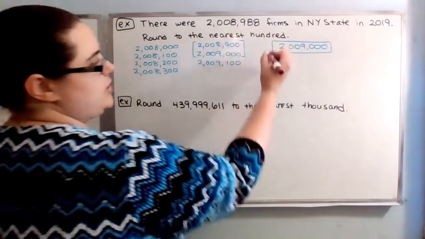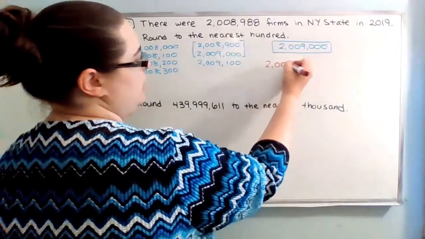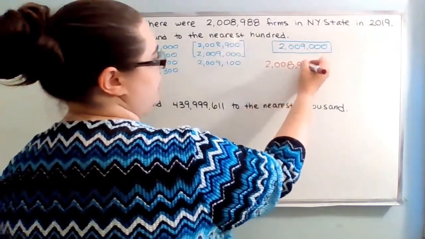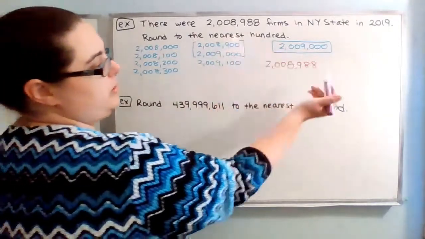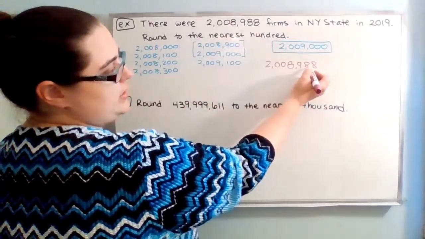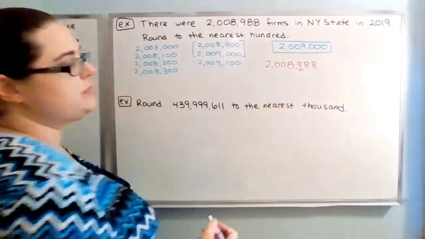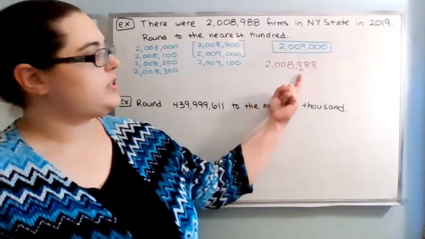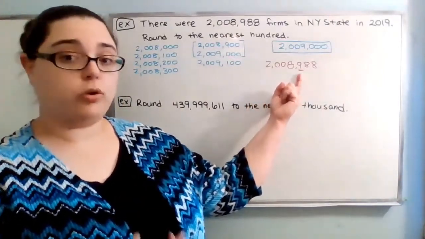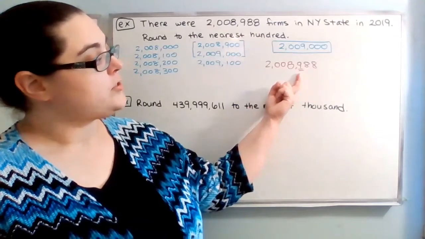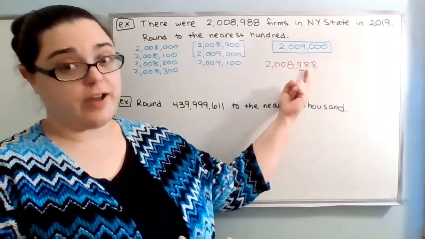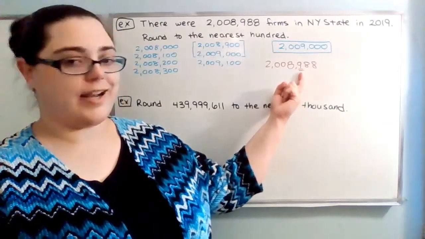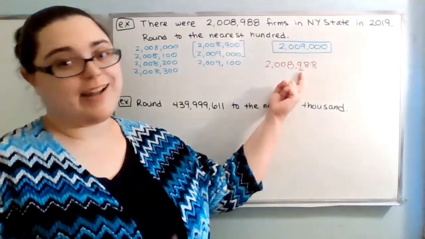So let's write out this number, 2,008,988. And we want to round to the nearest 100. So this is our ones place, tens place, hundreds place. So this is the digit that we're either going to keep or we add 1 to. So when I look to the right, we have an 8. 8 is definitely 5 or more. So that means this 9 has to go up. So if I add 1 to 9, I get 10.